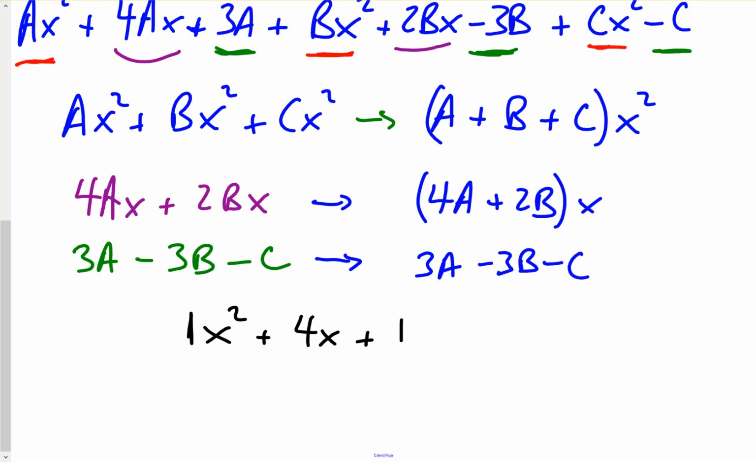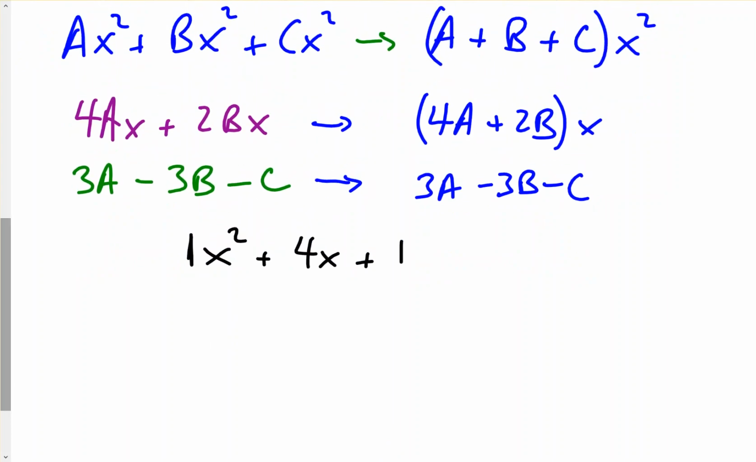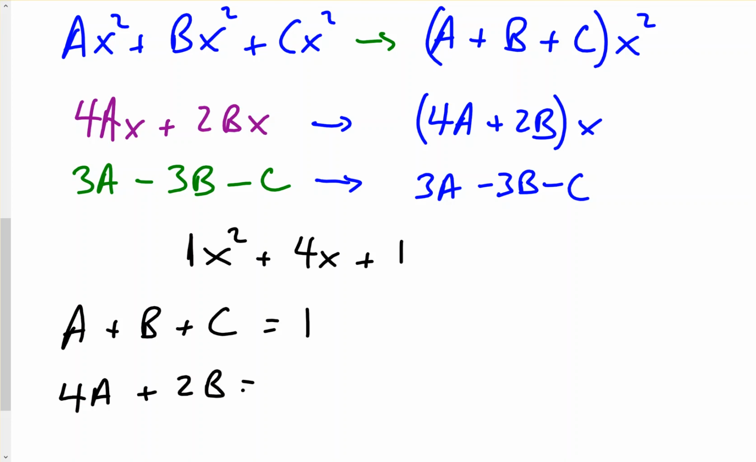Okay, so it's kind of like a little system we have going on here, like a system of equations. So let's write those equations down. So we know that a plus b plus c equals 1. 4a plus 2b equals 4. And then 3a minus 3b minus c equals 1.